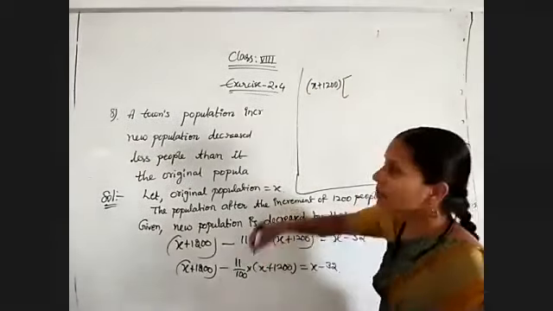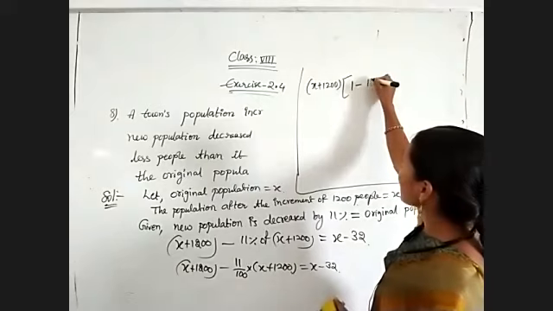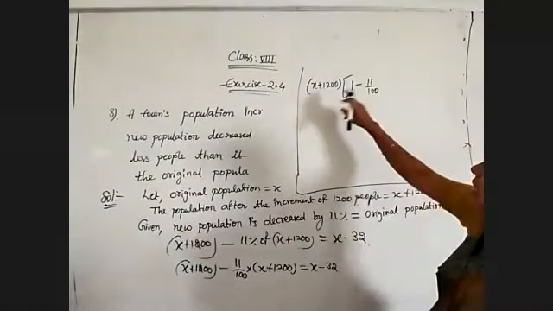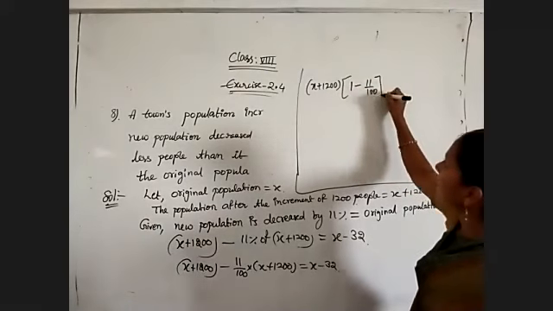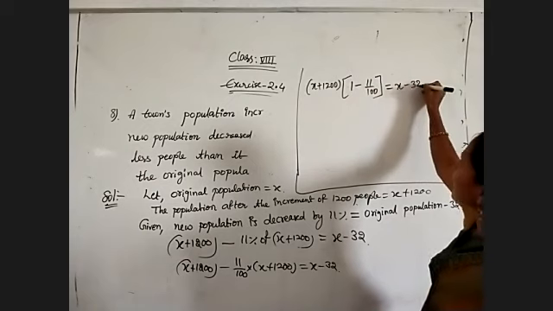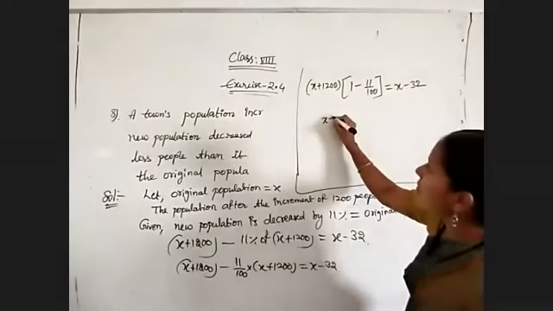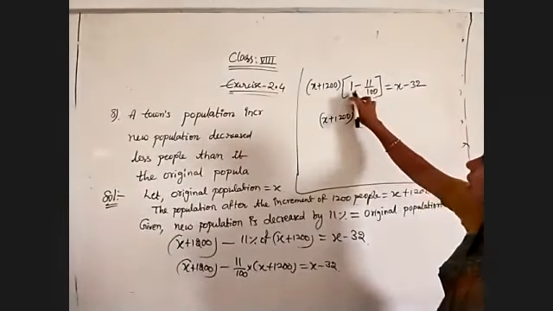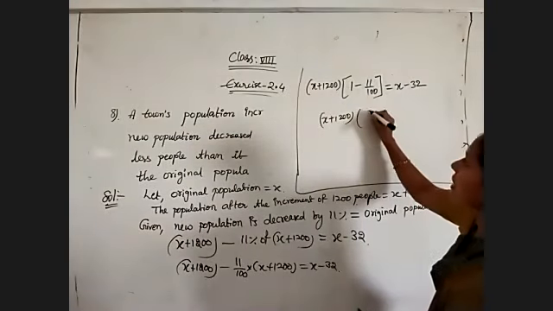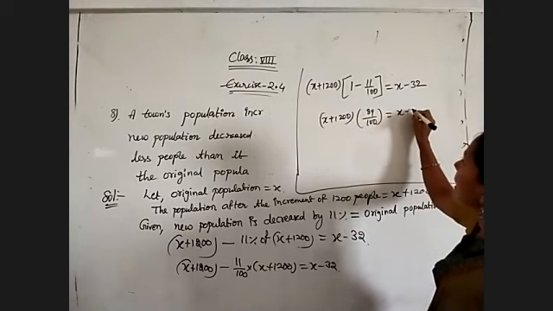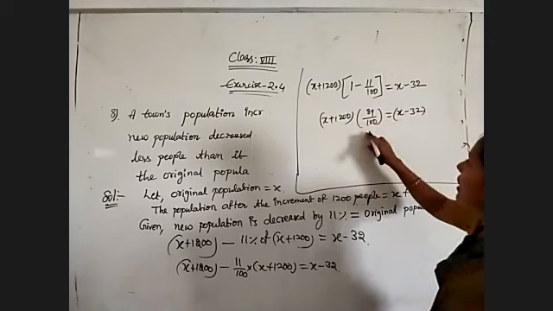So in the first term I have 1 minus 11 by 100 into x plus 1200. X plus 1200 I already wrote outside. So 1 minus 11 by 100 is equal to x minus 32, which is nothing but x plus 1200 into, simplify this bracket first: 100 ones are 100, 100 minus 11 is 89 by 100 is equal to x minus 32. Now go for cross multiplication.